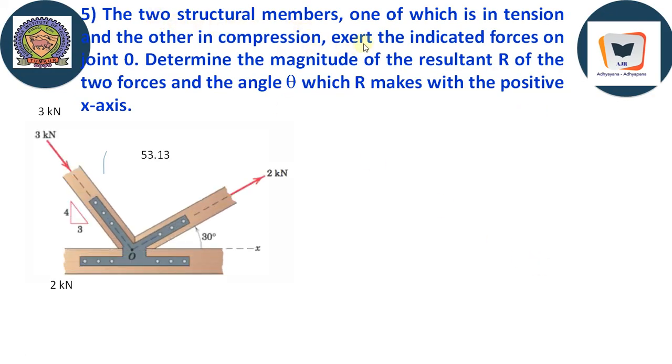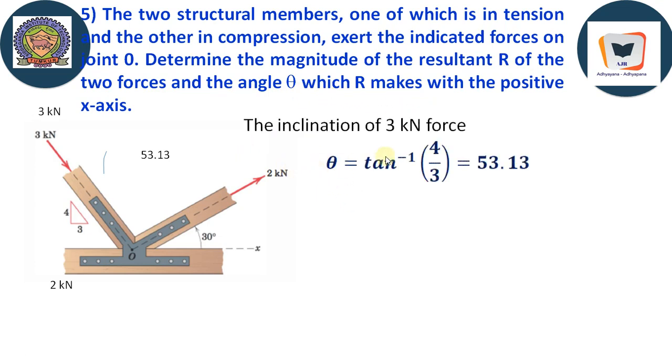The 2 structural members, 1 and 2, one of which is in tension. This is in tension because the arrow is going out, and the other in compression, the arrow coming towards the joint. They exert the indicated forces on point O. This is the point of concurrency. Determine the magnitude of the resultant R of the 2 forces and the angle theta which R makes with the positive x-axis. The inclination of the 3 kilonewton force is given in the form of a slope.